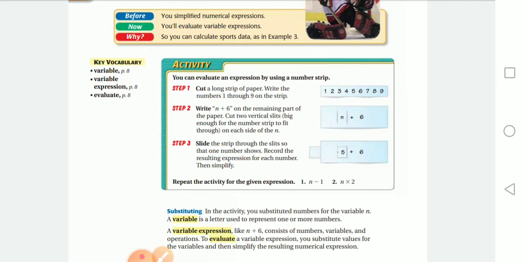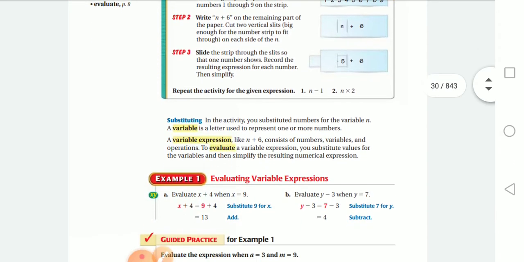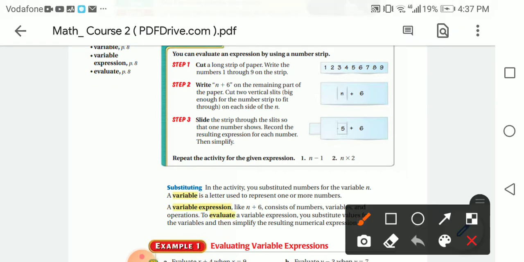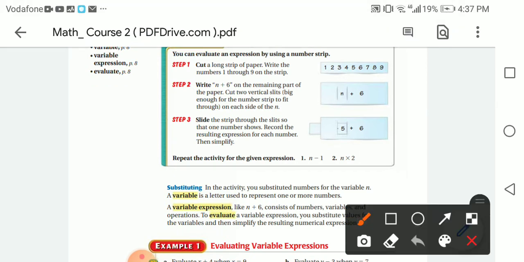Here I have substituting. We have an activity, as you see here. Okay, I have numbers. Write the numbers 1 through 9. Okay, 1 through 9. Write n plus 6 on the remaining part of the paper. Okay, this is an activity. Cut two vertical slats, big enough for the number strip to fit through, on each of the n.